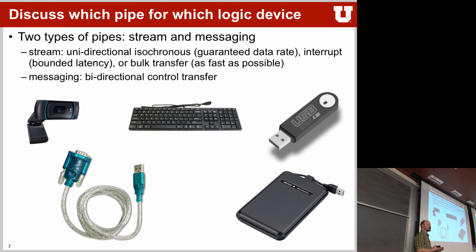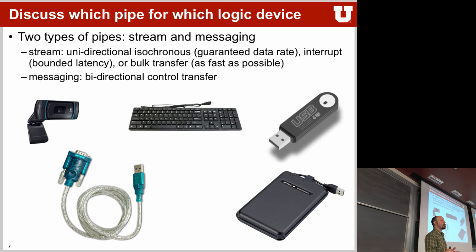We don't really care if it takes a second, but as long as we transfer a lot of data, that's good enough for us. We don't need a guaranteed bandwidth, right? We just want all the bandwidth we can get. So what we probably have is 2 different pipes that are both bulk transfers. One going from the device to the host, the other one from the host to the device, right? Okay, hard drive. Same thing, right? Bulk transfer, you want a lot of bandwidth.